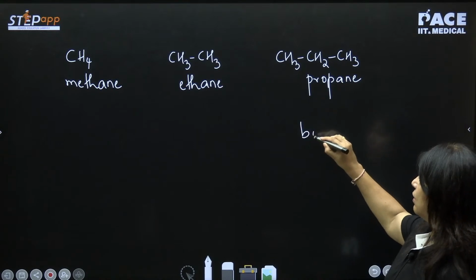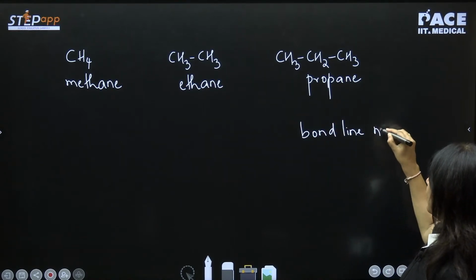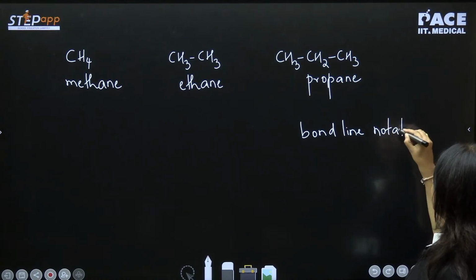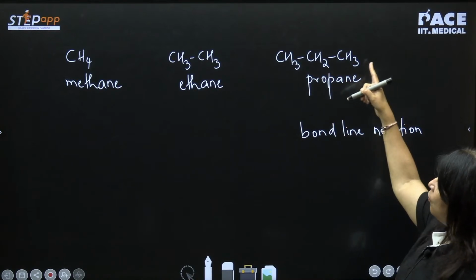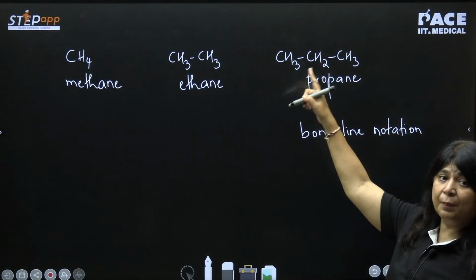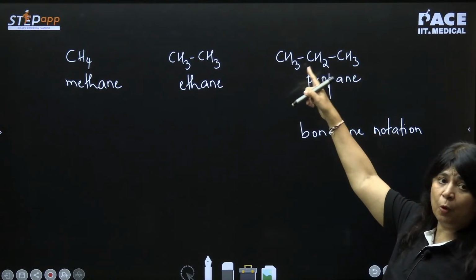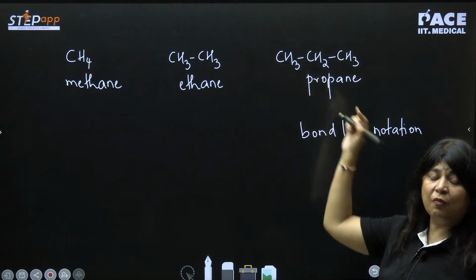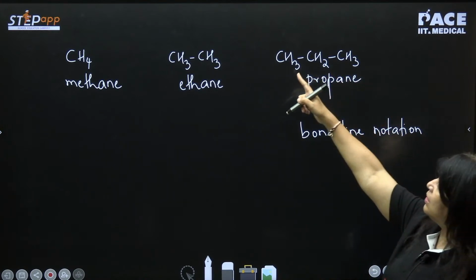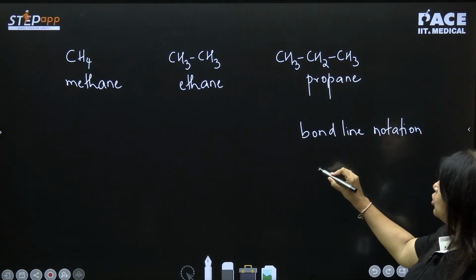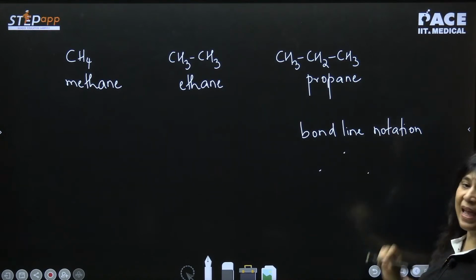So what is this bond line notation? Let me explain. This is what I have written for propane. I have shown the carbon and hydrogen, how they are bonded. So this form of propane is the structural formula. In bond line notation, these 3 carbon atoms, I am going to show them as 3 dots. I write these 3 dots in a zigzag way.